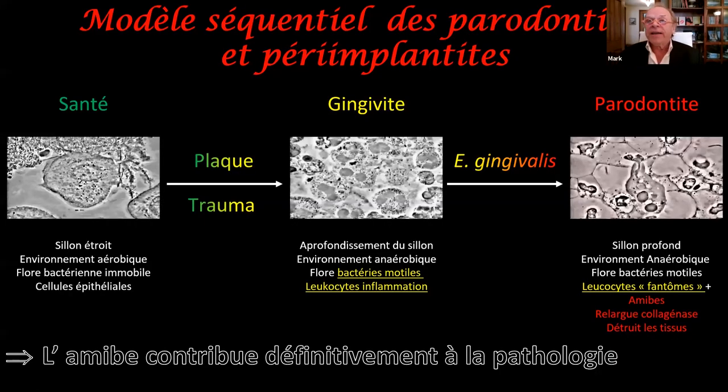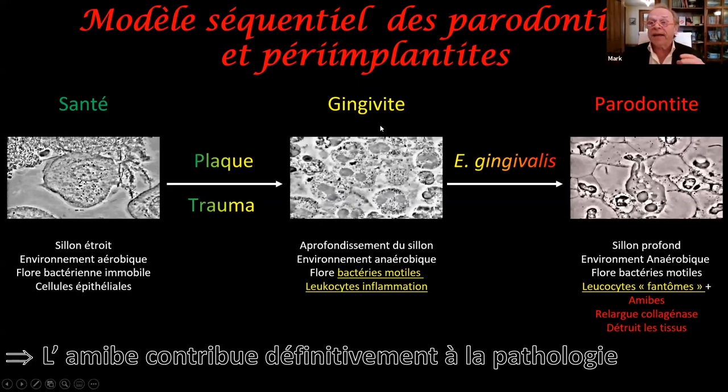What we propose as a sequential model for periodontal disease and peri-implantitis is this. In health, you have a narrow sulcus, nice non-motile bacteria and epithelial cells. This is what we find everywhere in health. Now, for many reasons, too much plaque, or whether the problem with plaque is systemic, or you have trauma, then you get gingivitis. In gingivitis, you find motile bacteria and leukocytes, inflammatory cells. Here are neutrophils, and then you get Entamoeba gingivalis and other parasites within the gingivitis.